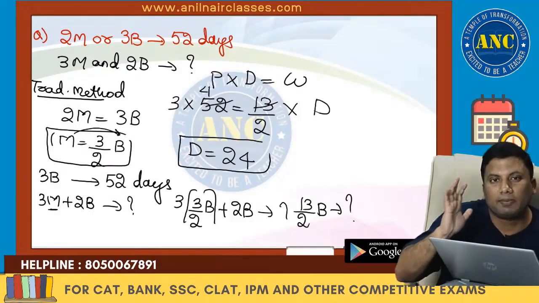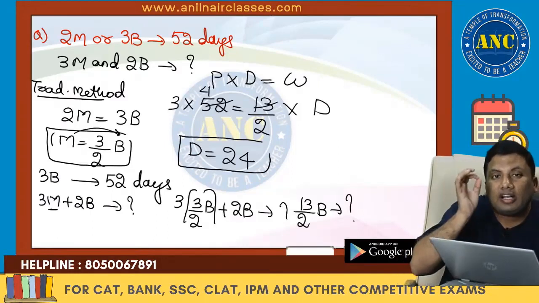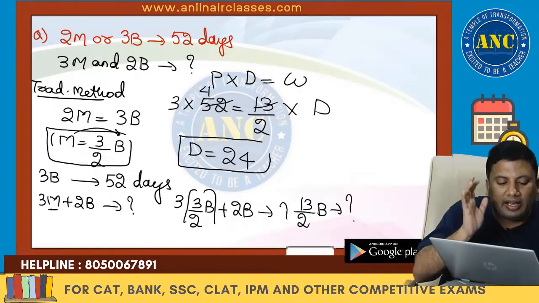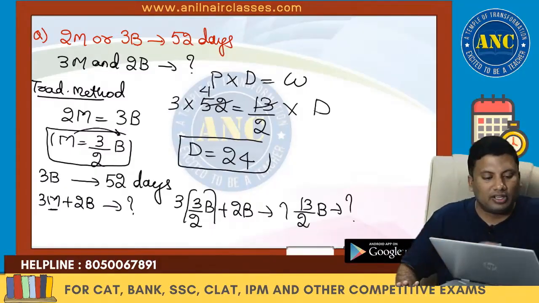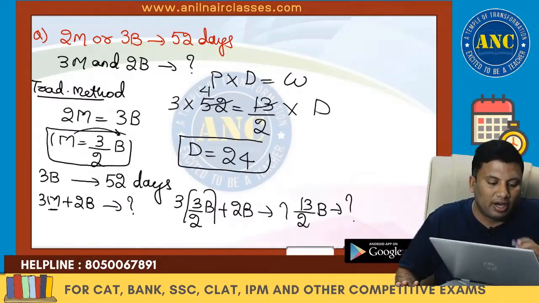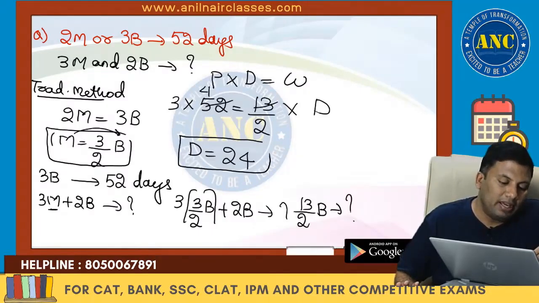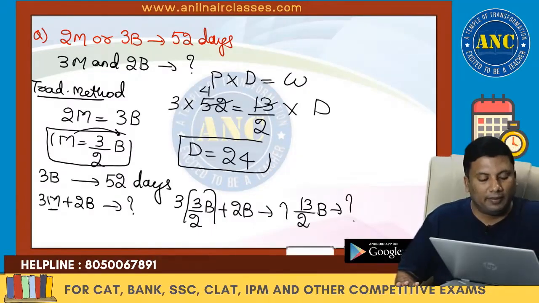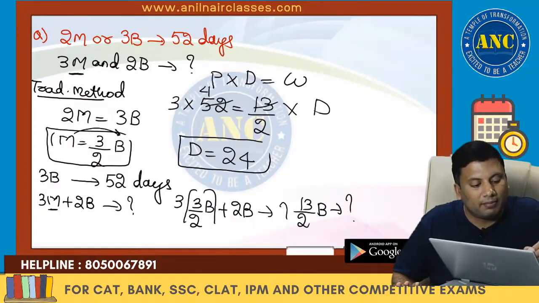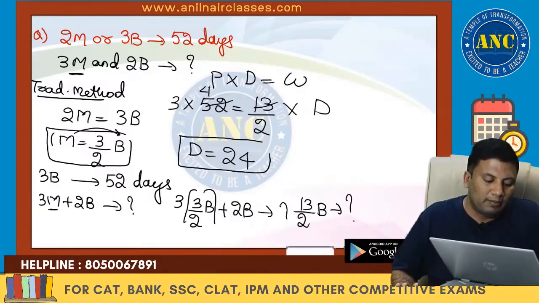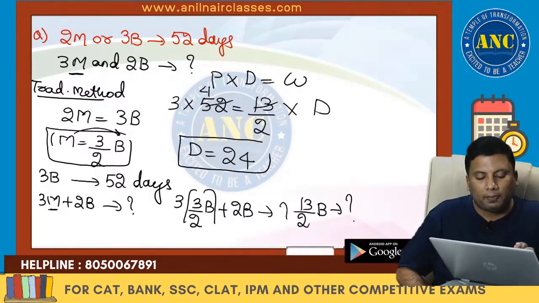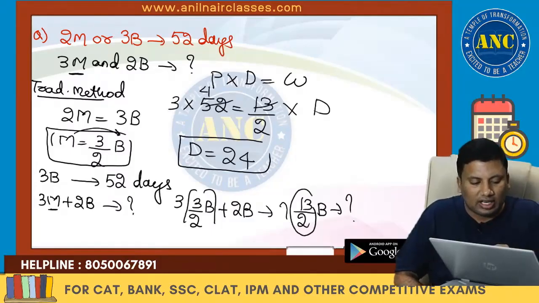What is the concept that I used here? Whatever the work that is done by men, I converted into the work done by boys. 2 men and 3 boys, it is the same work they are doing. 1 man will be equivalent to 3 by 2 of B. Wherever M is there, convert it into 3 by 2 of B. 3 into 3 by 2 B plus 2B. 9 plus 4 is 13. So 13 by 2 B is how much?